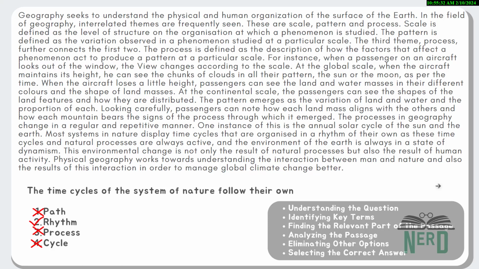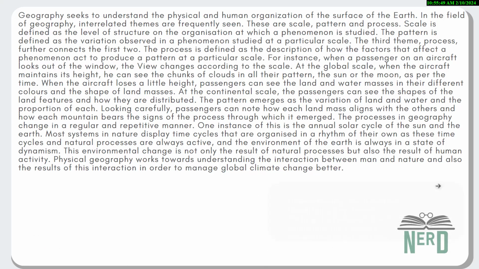So our answer is what? Rhythm. What we did was find that particular line, and we came to the conclusion that rhythm is our correct option, right? So guys, that's about the first question. Let me tell you another question.